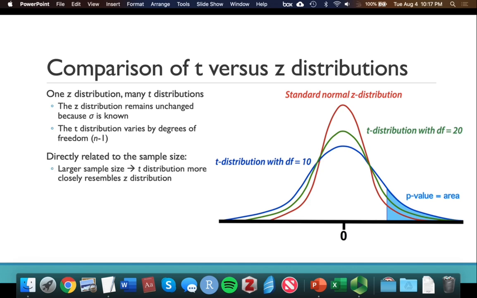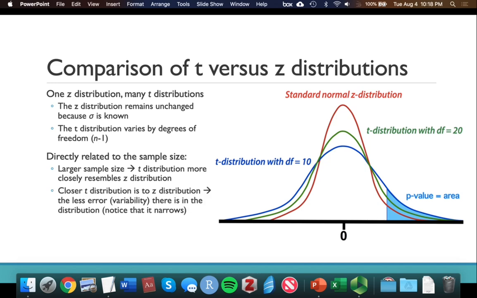This means that the shape of the t-distribution is directly related to the sample size. The larger the sample size, the more closely the t-distribution resembles the z-distribution. And you can see that here. Notice that as we go from the t-distribution with 10 degrees of freedom in blue to the t-distribution with 20 degrees of freedom, represented in green, the shape changes, becomes more pointed in the middle, and more closely approximates the z-distribution. The closer the t-distribution is to the z-distribution, the less error or variability there is in the distribution. Again, notice that it narrows as the degrees of freedom increase.